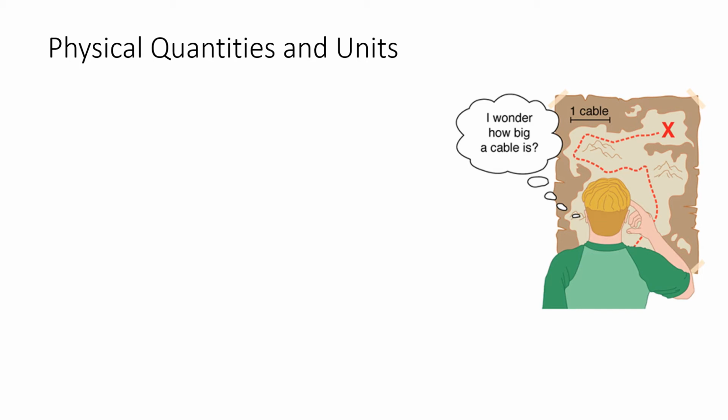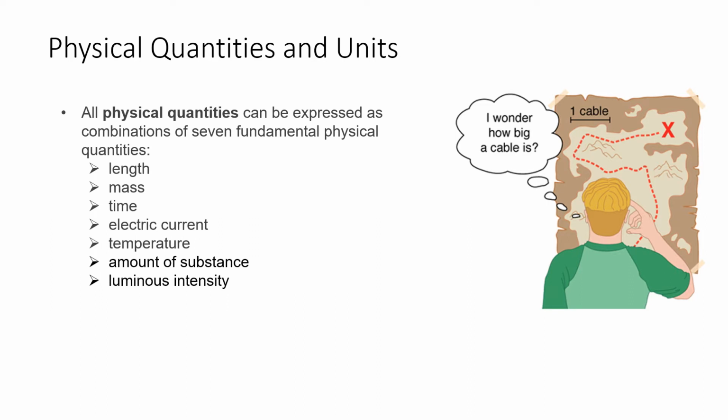All physical quantities can be expressed as combinations of some fundamental physical quantities. In the textbook, it says there are 4 fundamental physical quantities, but a more general accepted idea is that there are 7: length, mass, time, electric current, temperature, amount of substance, and luminous intensity.